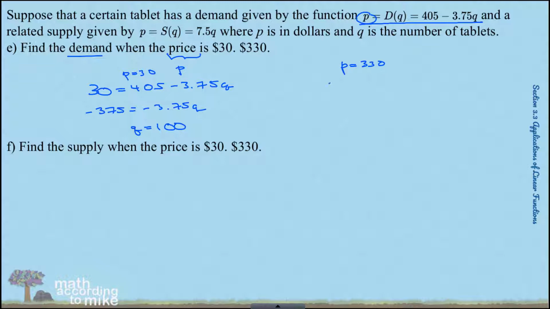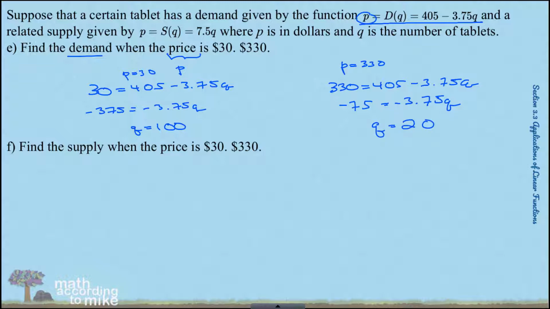Let's check it. We'll have 330 equals 405 minus 3.75Q. We will subtract 405 from both sides. It's hard to do this in my head. I think that's negative 75. I only have the final answer here. I don't have the work. So it might not be. I'm a little concerned, but I'll leave that up to you, because you should get Q to be 20 when you're done.